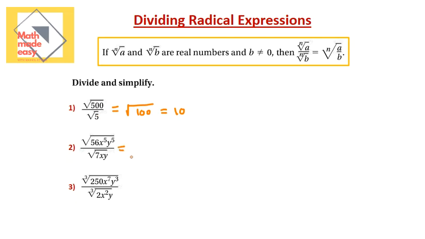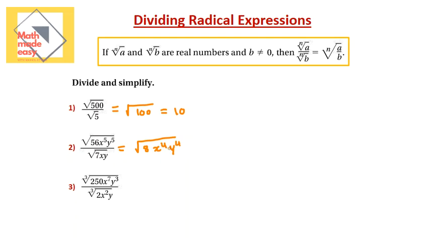Now let's look at our next example here. Now I can actually divide, let's find out. Can I divide square root 56 by 7? Yes, then under the square root, 56 divided by 7 is 8. And x to the power of 5 divided by x is x to the power of 4, and y to the power of 5 divided by y is y to the power of 4. How do you know? You just subtract the exponents. 5 minus 1 is 4. 5 minus 1 is 4.